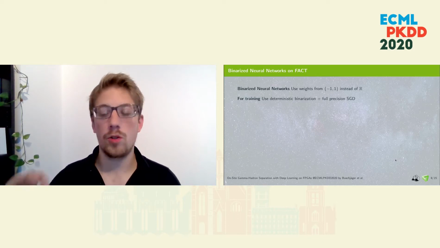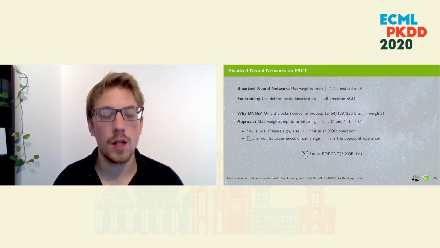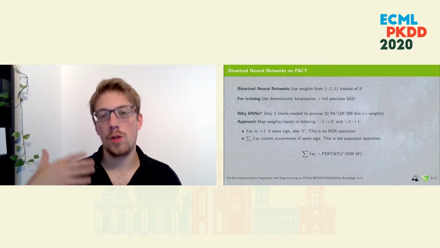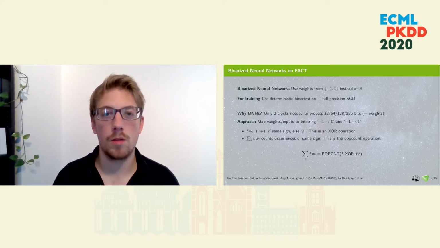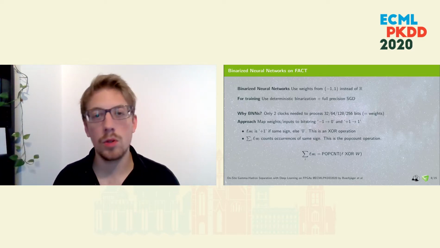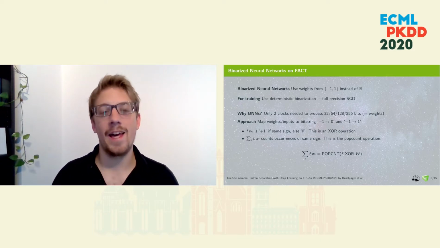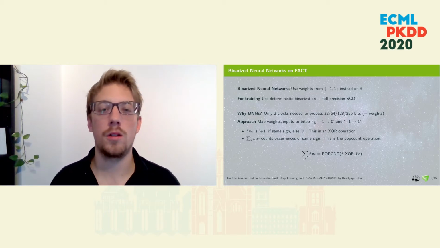But why are they so great for fast inference on small devices? Well, first of all, they need 30 times less memory than what a regular floating point network would use. Because we can use a single bit to store a single weight, and then we can process a bunch of weights in only 2 clock cycles.